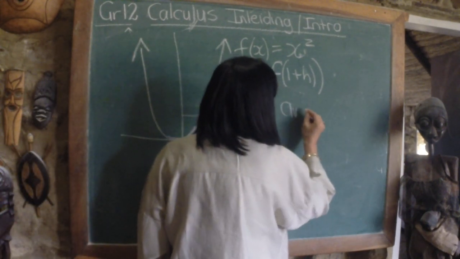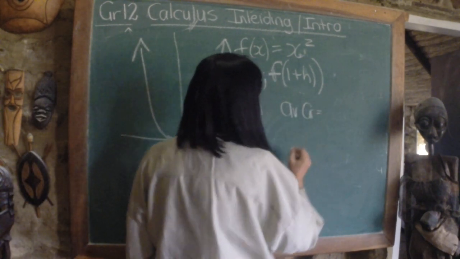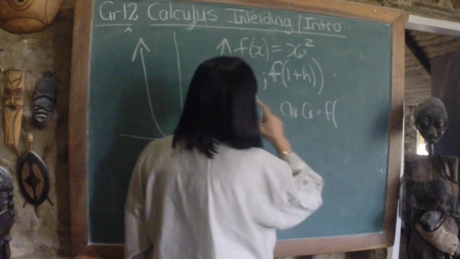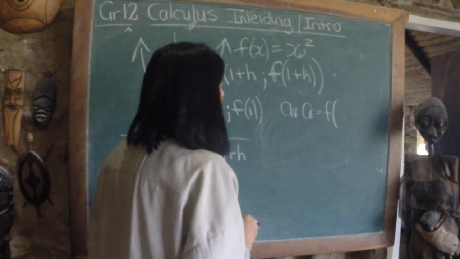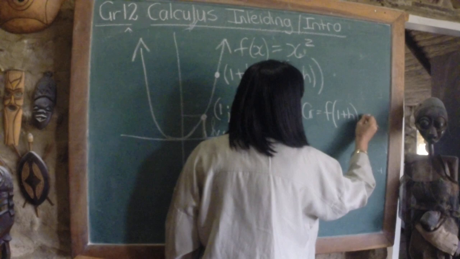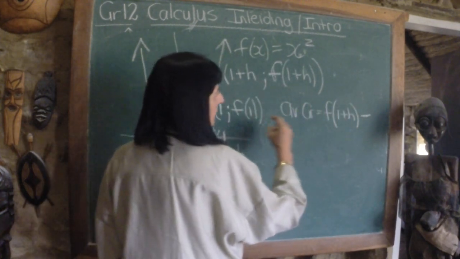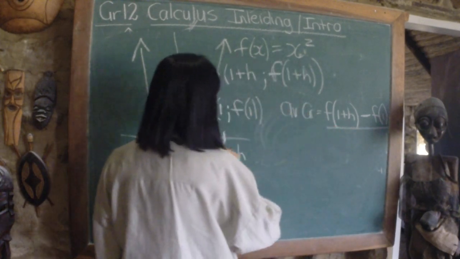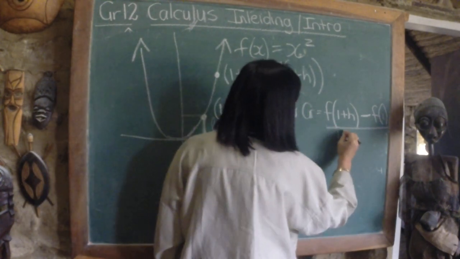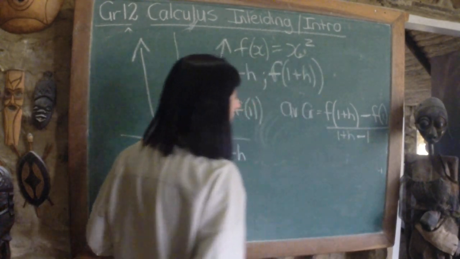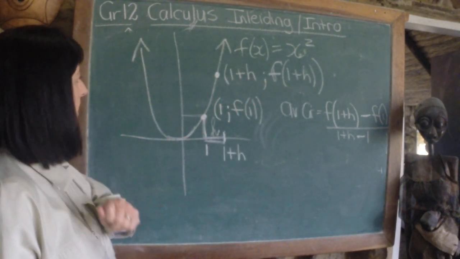To determine the average gradient, I'm going to take the y value of the bigger x value, 1 plus h, minus f(1), change in y over change in x. So I have 1 plus h minus 1. So let's quickly simplify this.